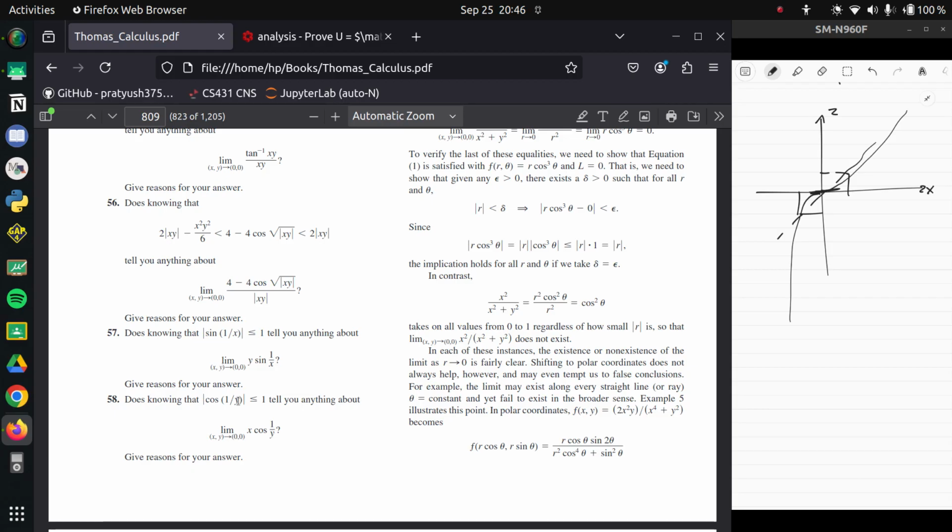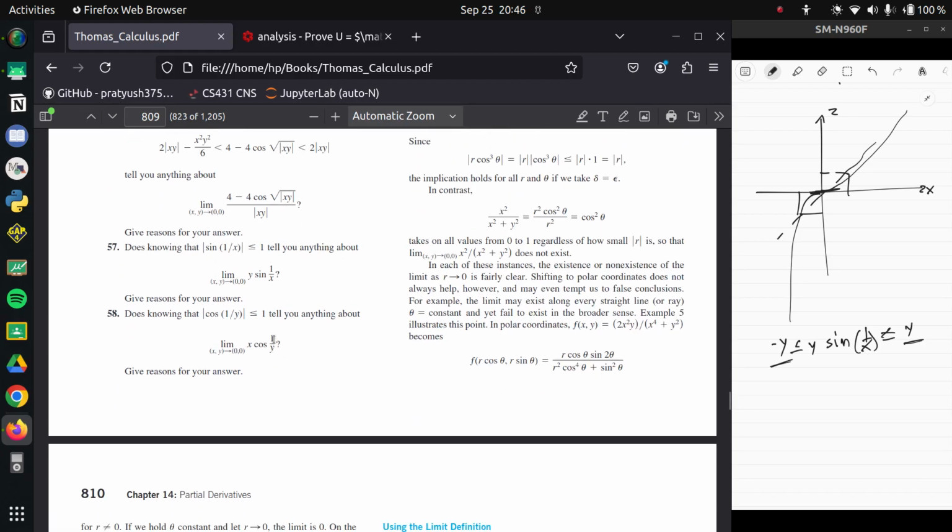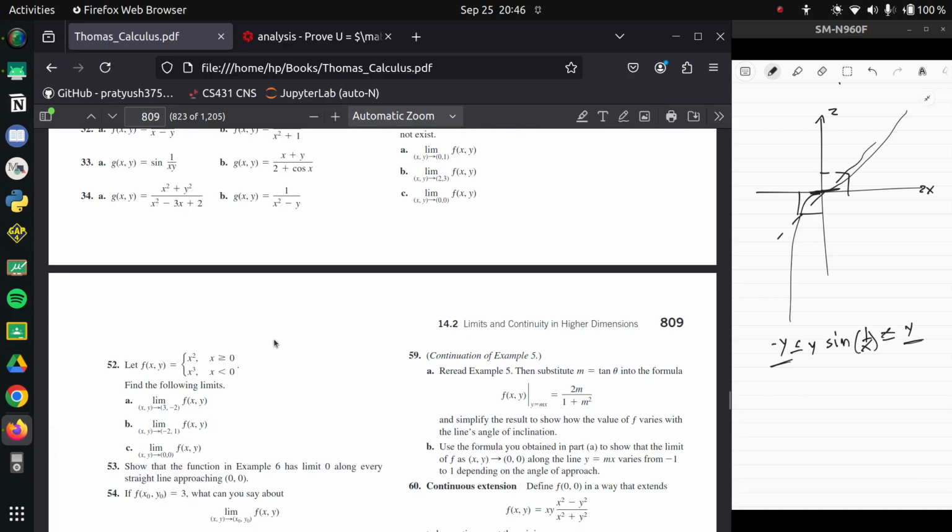Okay, does sine inverse tell you anything? Oh, it does, because y sine of 1 by x is less than or equal to y and bigger than or equal to minus y. So as this tends to 0, 0, this tends to 0, this also tends to 0, so it actually tends to 0. Just knowing that cosine of 1 by y is less than or equal to 1, does it tell you anything about this? Yes, it's the same reason, and it's actually just 0.